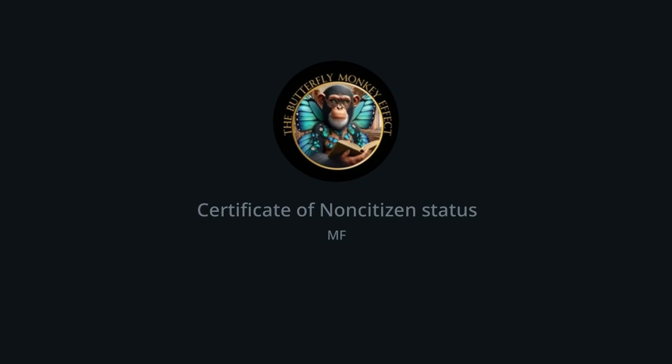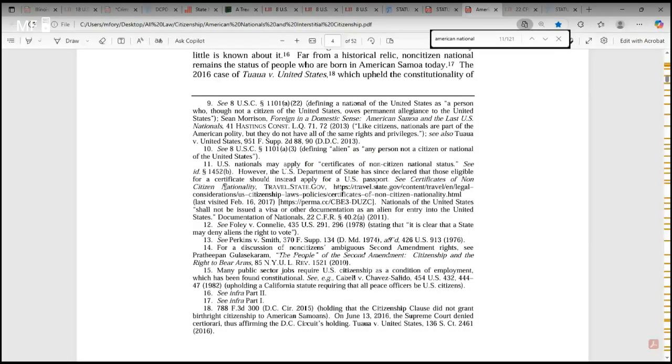U.S. nationals may apply for certificates of non-citizen national status, see Section 1452(b). However, the U.S. Department of State has since declared that those eligible for a certificate shall instead apply for a U.S. passport. And they give you the government website to go look at.